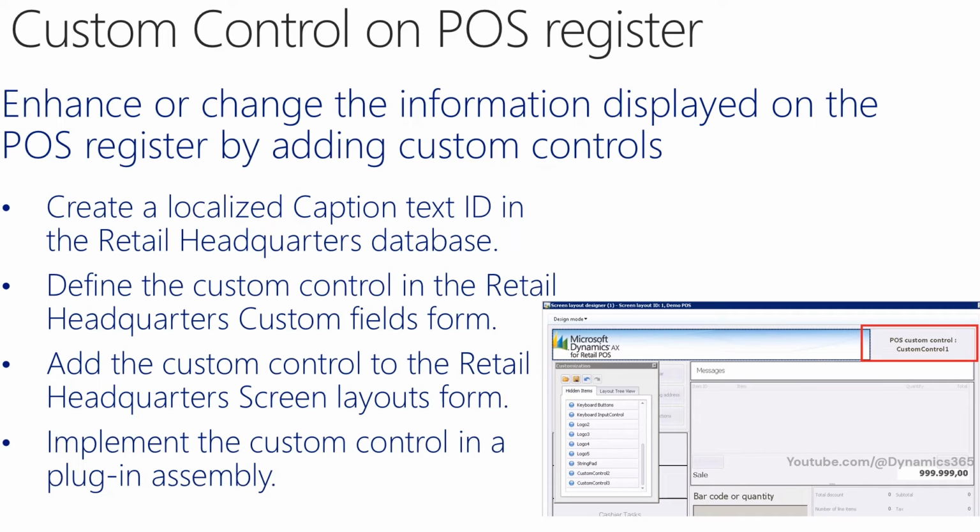To create custom controls in Microsoft Dynamics AX for Retail headquarters, you need to follow the steps below. Create a localized caption text ID in the Retail headquarters database. Define the custom control in the Retail headquarters custom fields form. Add the custom control to the Retail headquarters screen layouts form. Implement the custom control in a plugin assembly.